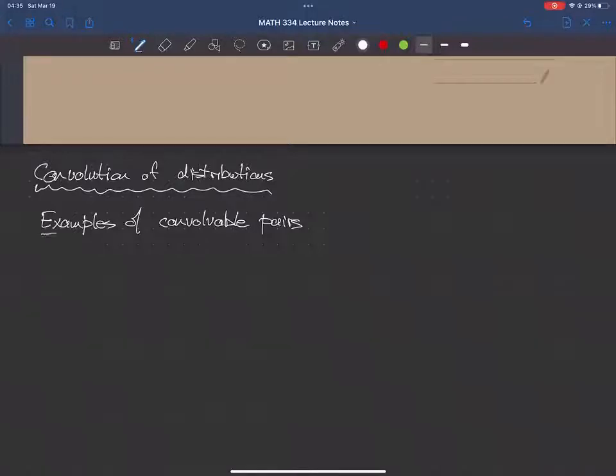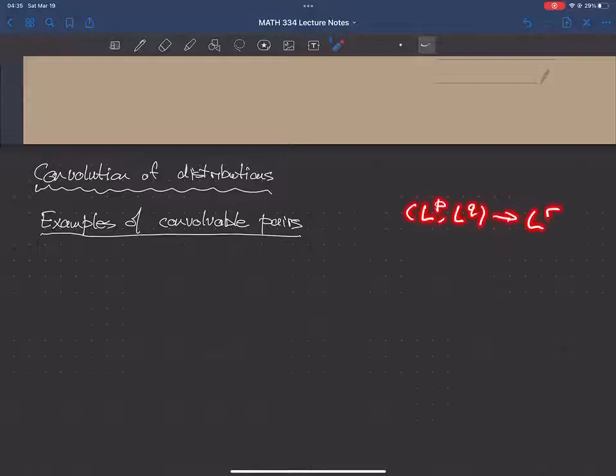Okay, so this is a project that's a bit like what we did when we talked about normal convolution. We talked about pairs. L1 gives you a convolution in L1, and LP LQ gives you a convolution in LR, and these kinds of results. Well, we're not going to have analogs of those kinds of things for convolution of distributions. So the treatment is different in that sense.